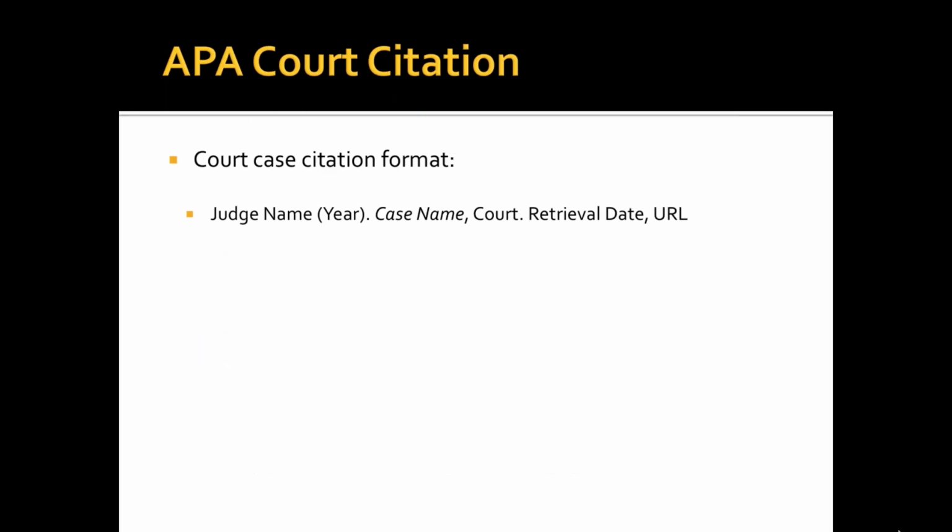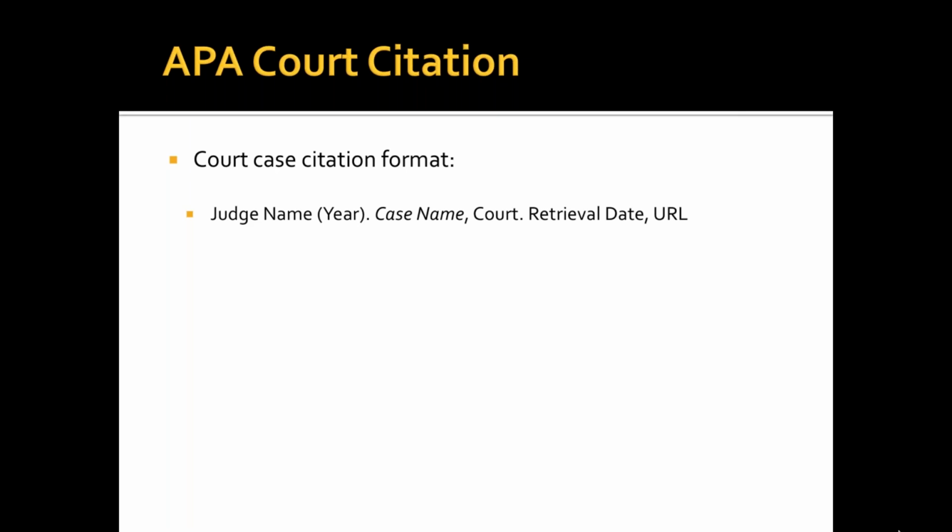For court case citation, I highly recommend taking a screenshot or equivalent, so that way you have this for easy reference. For case citation, you will have the judge's name with the year, the case name, comma, and the court, a period, the retrieval date, comma, and the URL. So those are going to be the fundamental elements. Utilize this as the format for case citations.